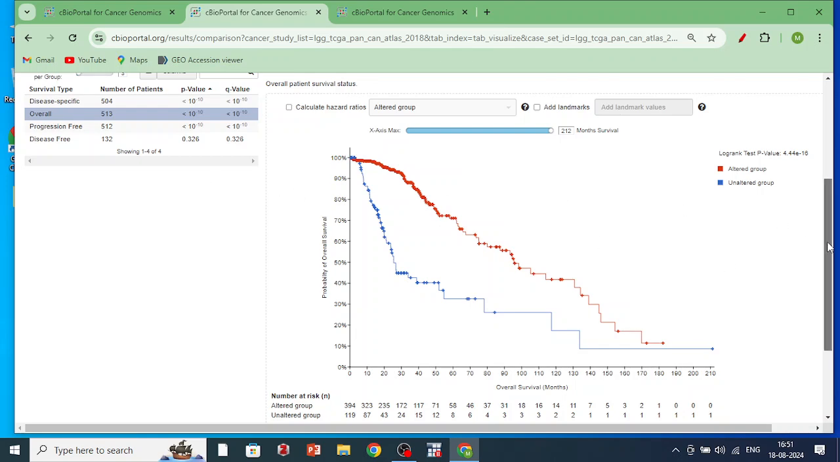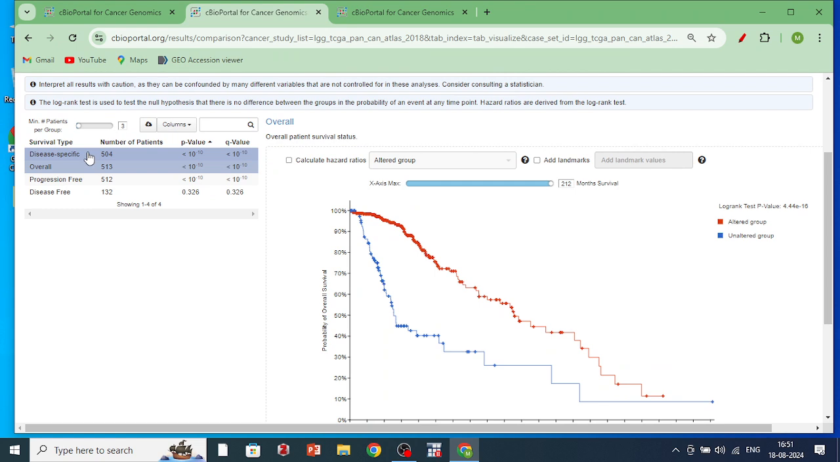And you see on the left there are different types of survival analysis: disease specific, overall, progression free and disease free, and you can see these p-values, number of patients. So हो सकता है कि किसी analysis में number of patients अलग हों compared to the other analysis. So that is also a thing to consider, that depending upon what criteria we are considering, the number of patients might differ even within the same study.